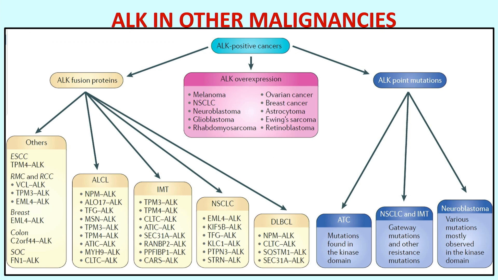So apart from lung cancer, ALK can be found in various malignancies in the form of fusion, overexpression, or point mutation. It is a quite long list. ALK overexpression can be found in melanoma, lung cancer, neuroblastoma, GBM, rhabdomyosarcoma, ovarian cancer, breast cancer, astrocytomas, Ewing sarcomas, and retinoblastomas, and point mutation in thyroid malignancies, inflammatory fibromatosis, and neuroblastoma. Then the fusion, which is very important as of now, is usually in the lung, colon, ALCL, IMT, and DLBCL. Next slide, please.